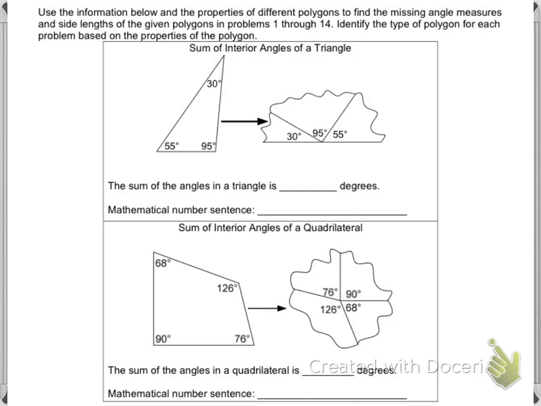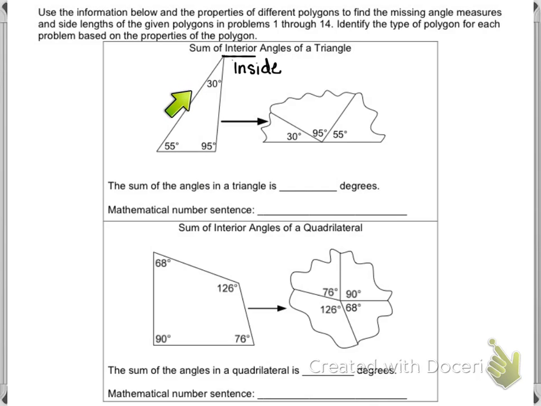So we're looking at the sum of interior angles of a triangle. We discussed interior and exterior. Interior, we said, was the inside. So we're looking at the inside angles of a triangle. I told you earlier that angle 1 plus angle 2 plus angle 3 adds up to 180 degrees.